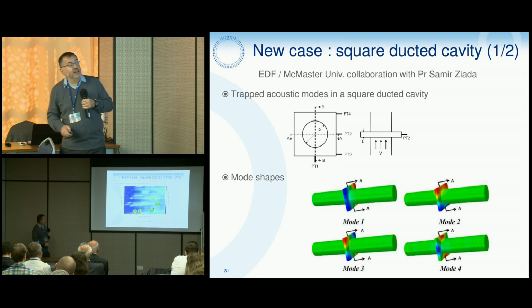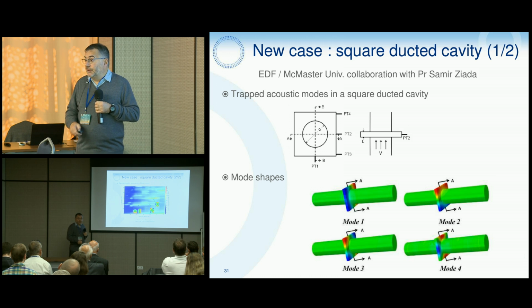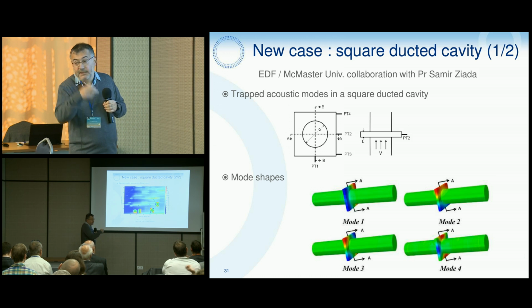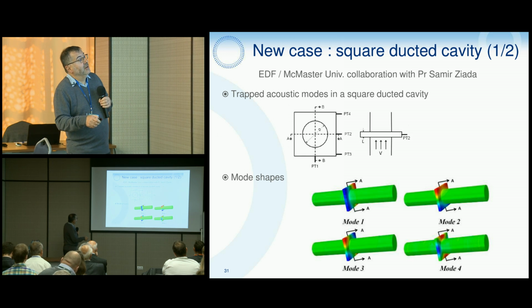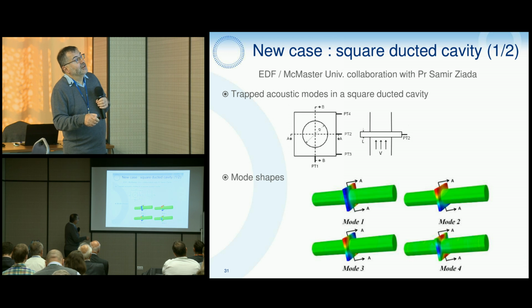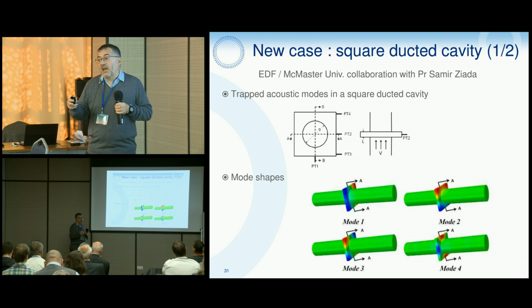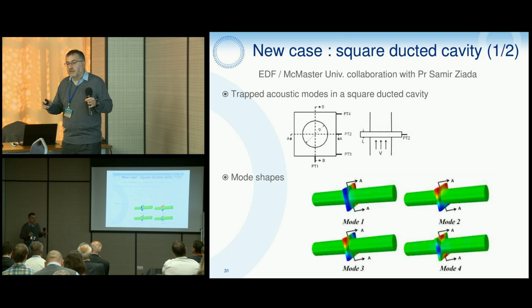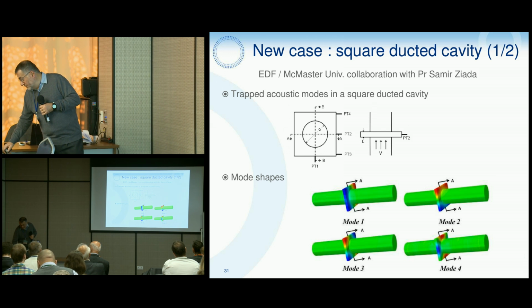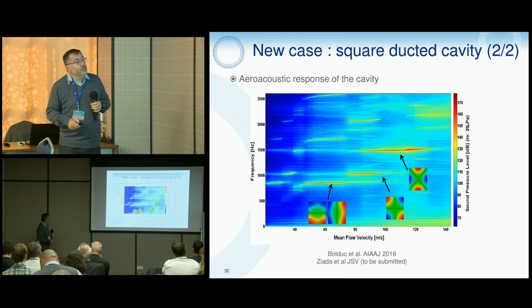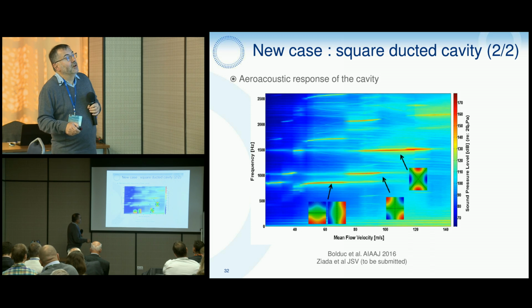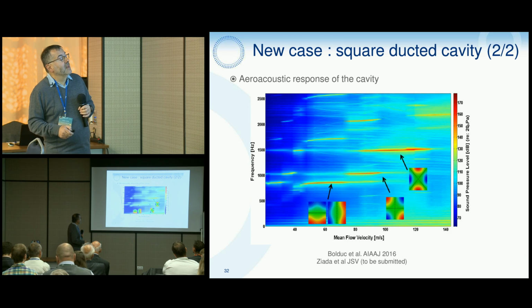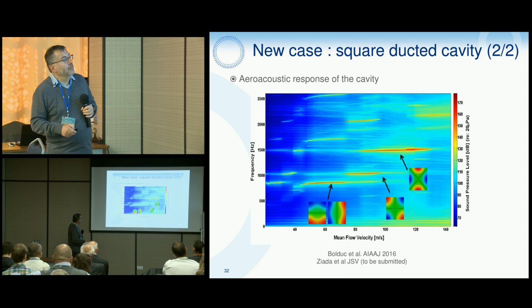And at McMaster, they have measured the noise in this cavity with different pressure sensors, three here and one here. With this position, we are able to identify every mode that develops in this cavity. So here we have the frequency, here the mean velocity, and the sound pressure level is indicated with the color scale.